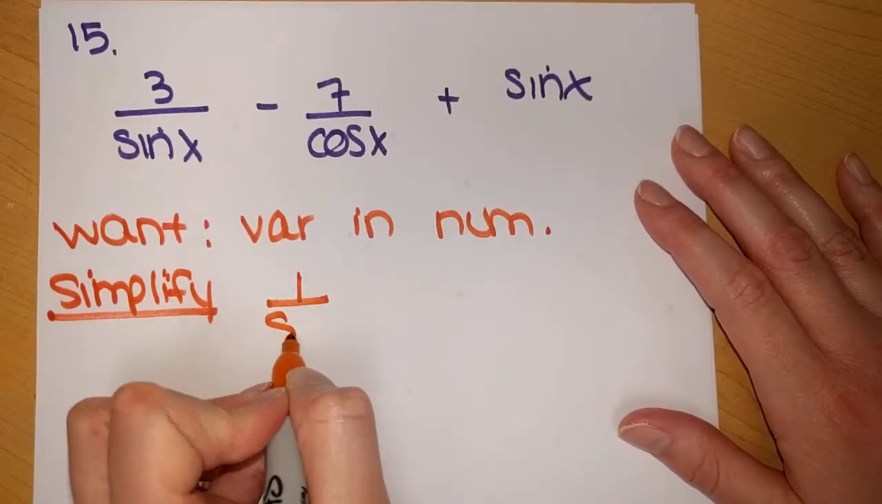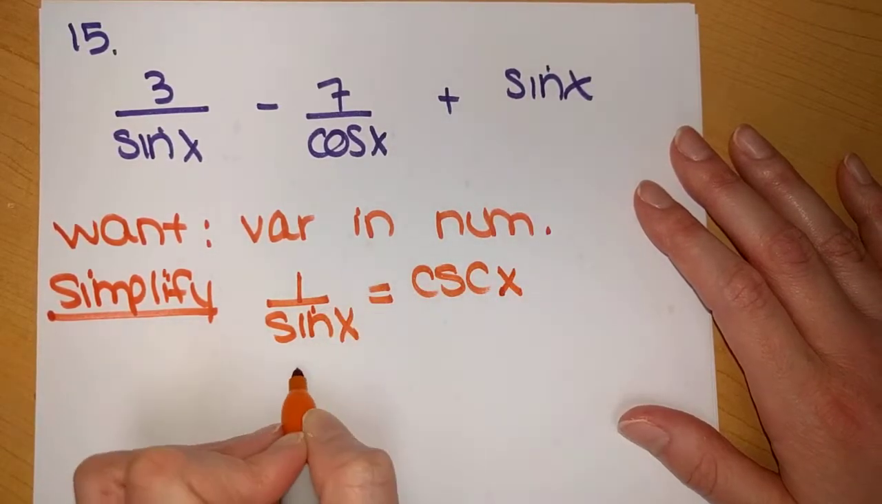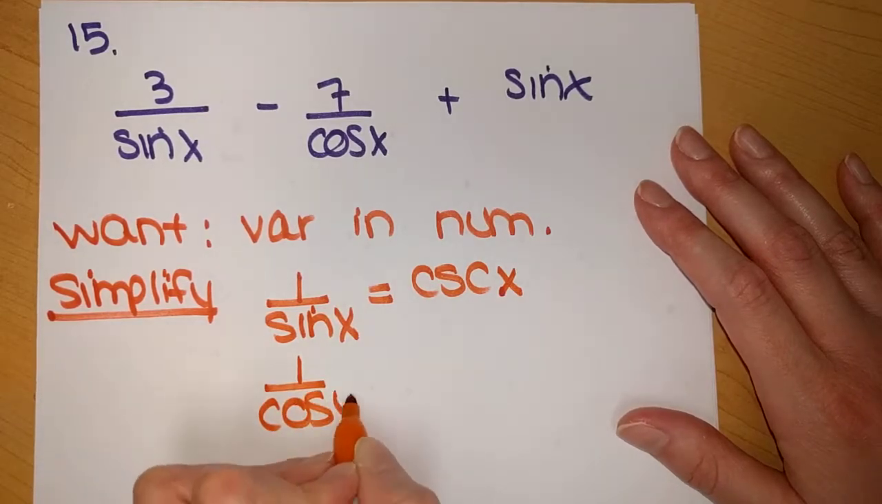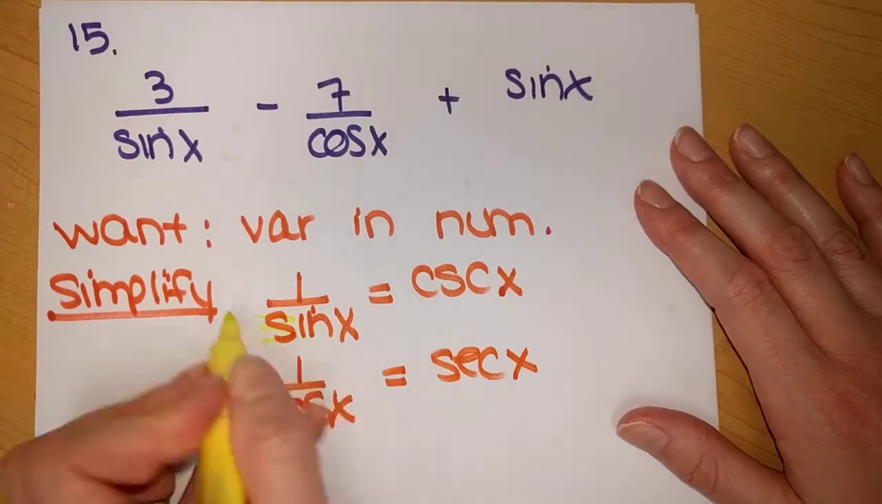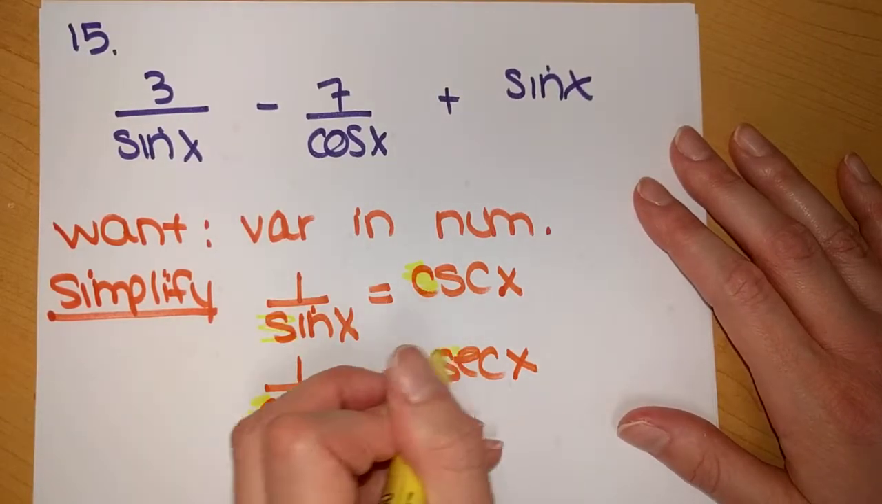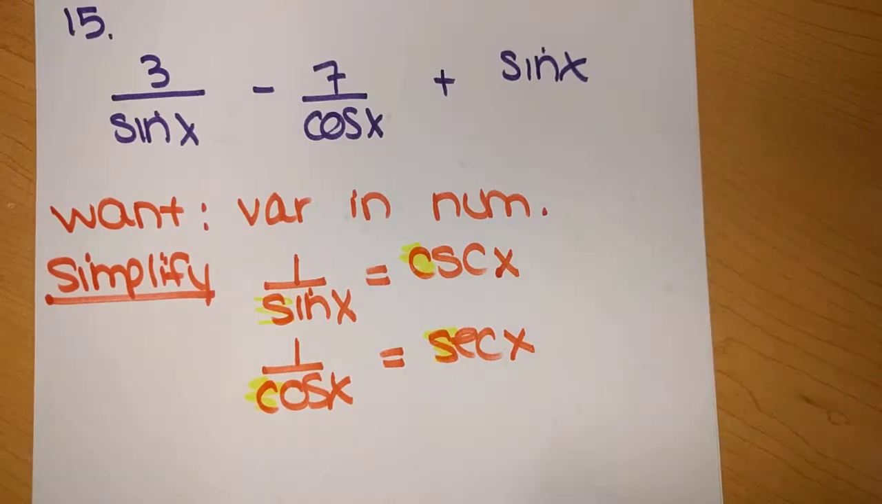So if you have 1 over sine x, that is equal to our cosecant x. And if we have 1 over cosine x, that's equal to secant x. And remember, there's kind of like this little mismatch of c's and s's when you deal with cosecant and secant. So we want the variable in the numerator so we don't have to go through the quotient rule.